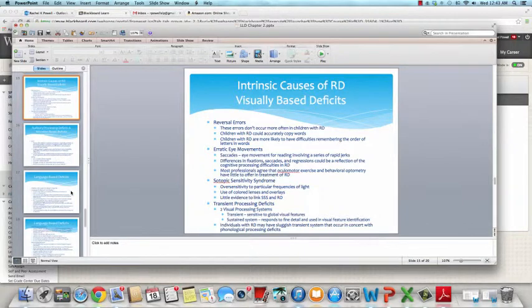but it's just one of those things that you start thinking about whenever you learn about this activity. So there have been noted differences in fixations, saccades, and regressions in children with reading disabilities, but this could be a reflection of the cognitive processing and difficulties in RD.